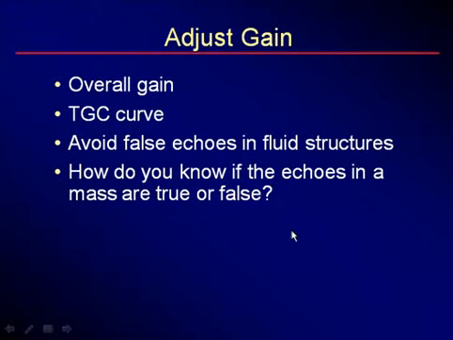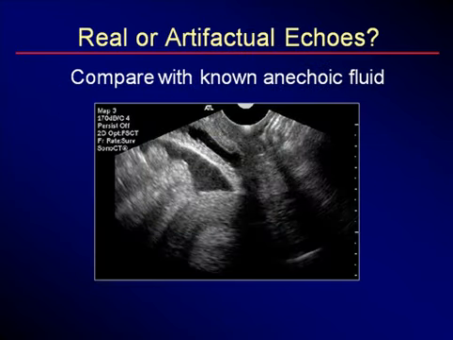Now again, we have to adjust overall gain and of course our TGC curve. And we also want to avoid false echoes within any kind of a fluid structure, so that if we see free fluid or fluid in an area and it has some echoes, how do we know that those echoes are true or actually false echoes?